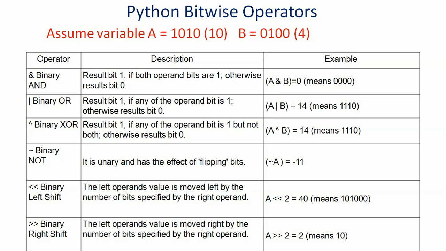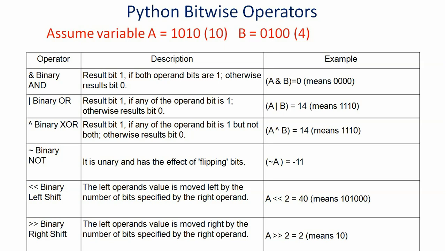Binary OR results in bit 1 if any of the operand bits is 1, otherwise 0. So it will return us 1110, that is in decimal 14. Binary XOR results in bit 1 if any of the operand bits is 1 but not both, otherwise it will result in bit 0. Here we will get the result 14. Binary NOT is unary and has the effect of flipping the bits.